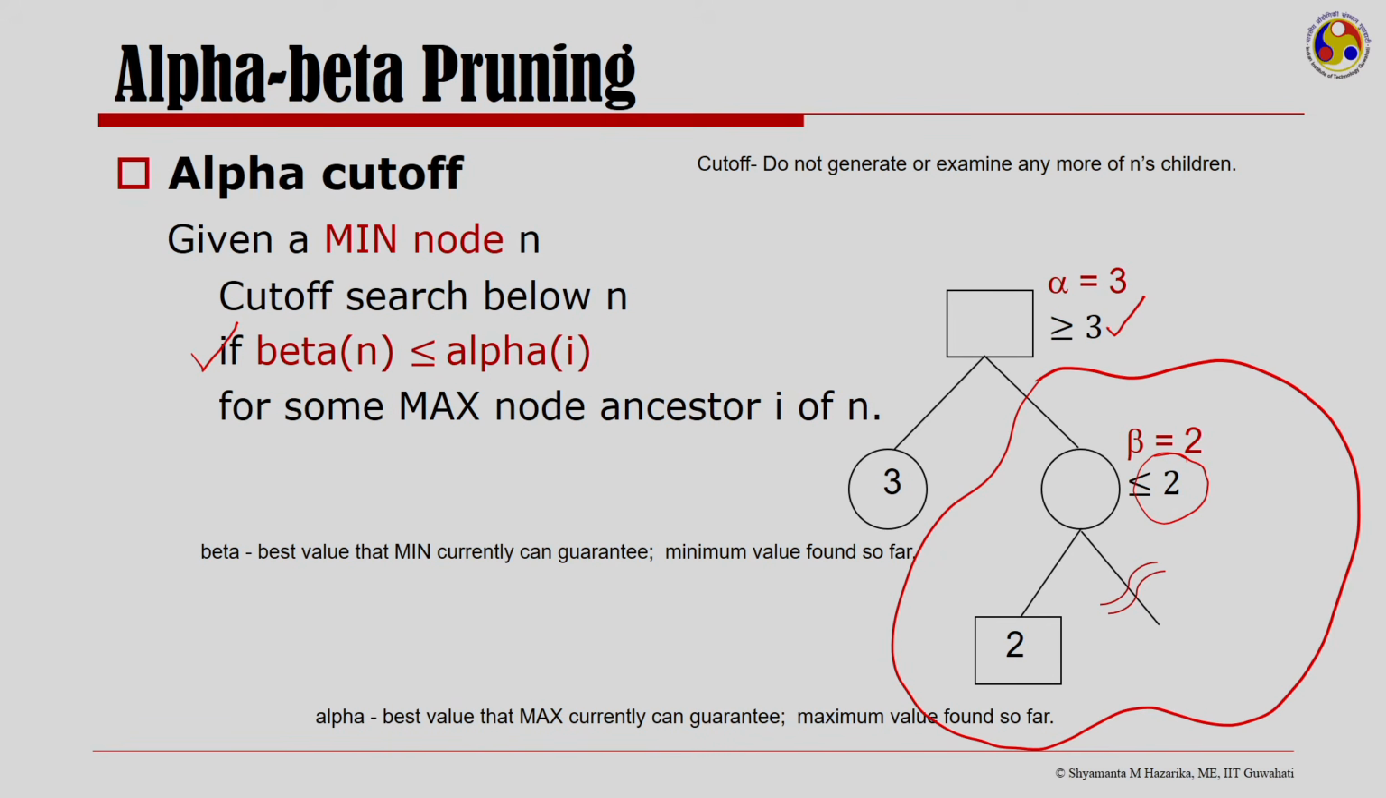Now, to check the condition, recall that alpha is the best value the max can have. So, we have an alpha of 3. Beta is the best value that min can currently have. So, we have a beta of 2, and now if you compare the beta value at the node, which is 2, and which is less than the alpha value of its ancestor, we can have this cutoff, and this condition is satisfied. So, such a cutoff is called an alpha cutoff.